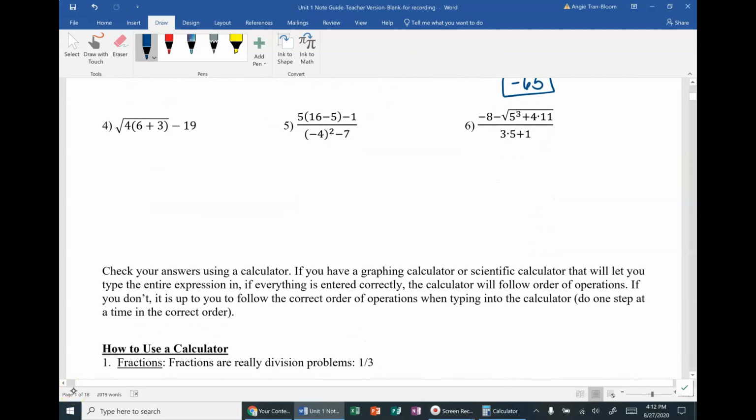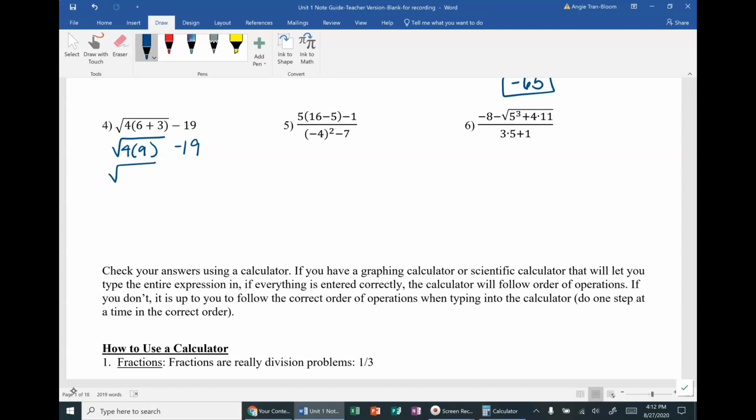Example 4 has a square root in it. So again, we're going to do parentheses first. So it's going to be 4 times 9 under the square root. Then normally I would say go ahead and multiply, but you have to simplify the square root anyway. I'll do both methods, okay? What if we multiply first? So that's going to give us 36 under the radical. Well, square root of 36 is really 6. Take away 19. Final answer is going to be negative 13.